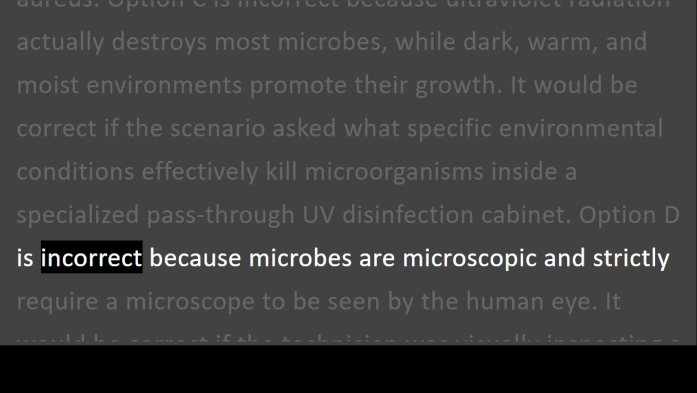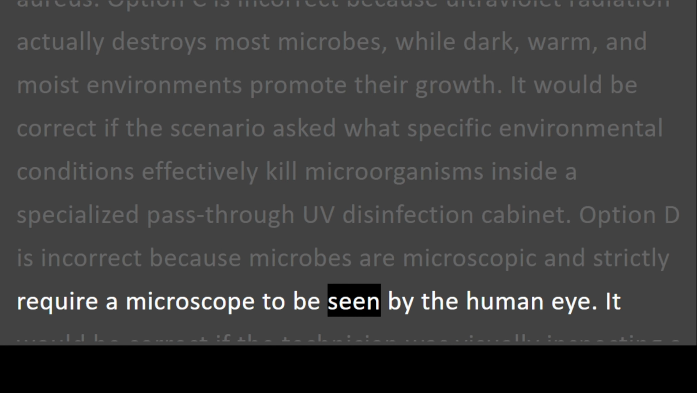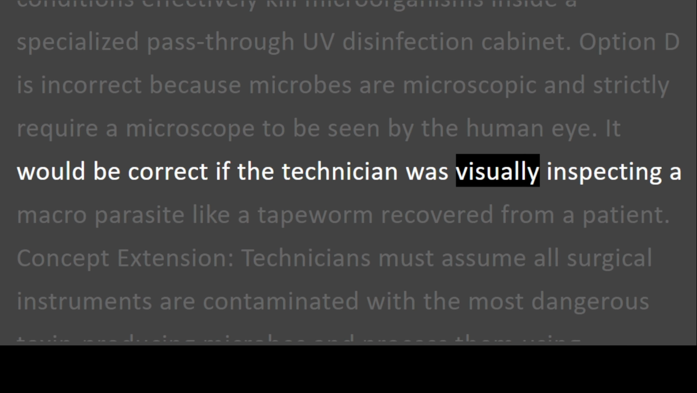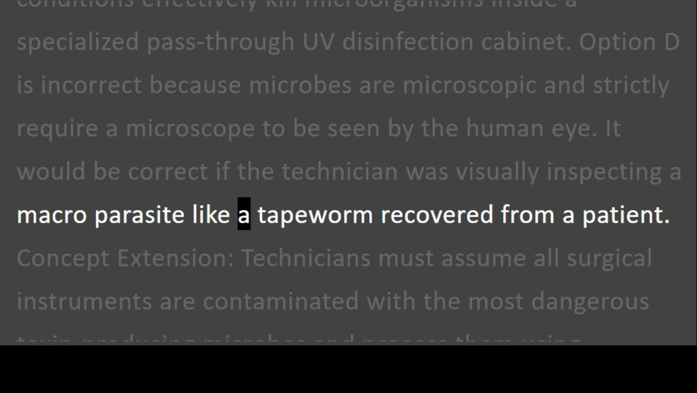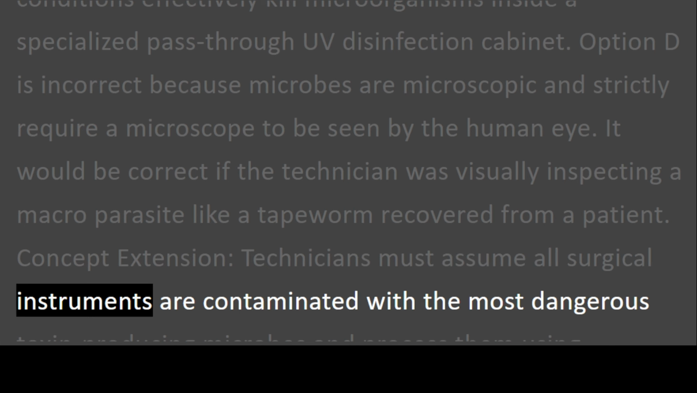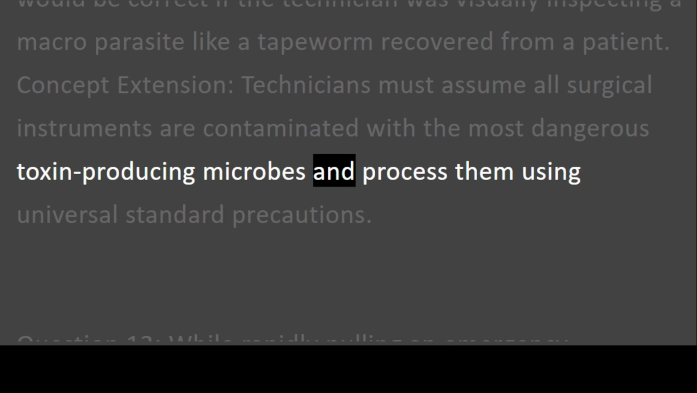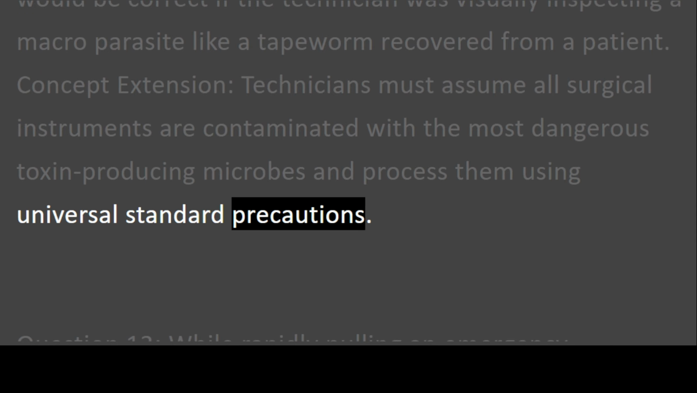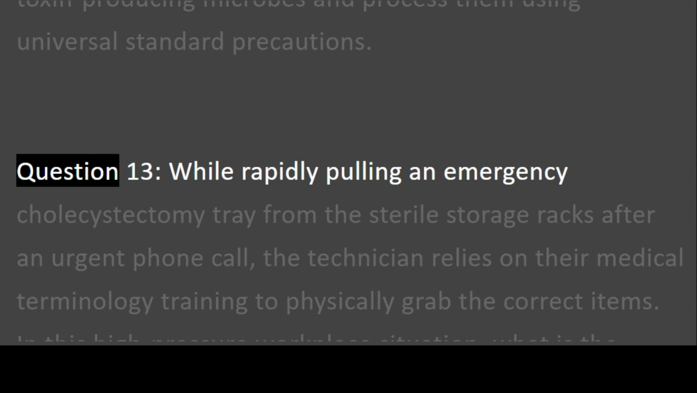Option D is incorrect because microbes are microscopic and strictly require a microscope to be seen by the human eye. It would be correct if the technician was visually inspecting a macroparasite like a tapeworm recovered from a patient. Concept extension. Technicians must assume all surgical instruments are contaminated with the most dangerous toxin-producing microbes and process them using universal standard precautions.